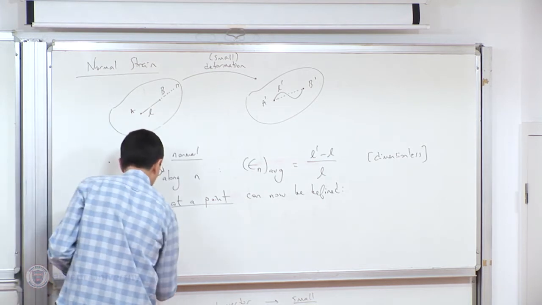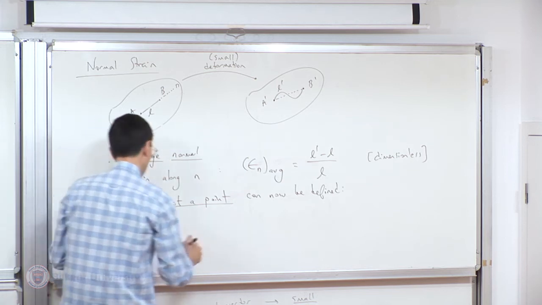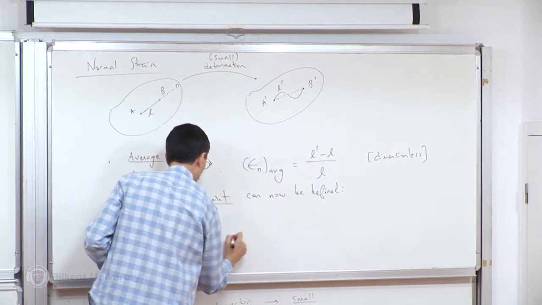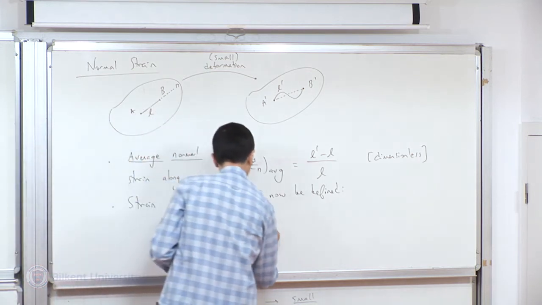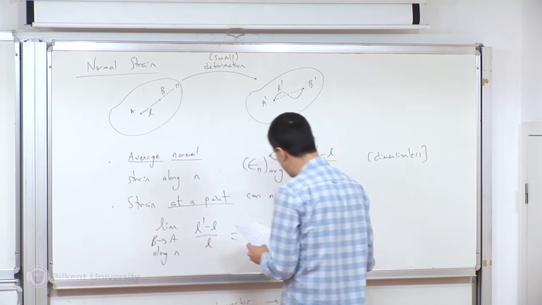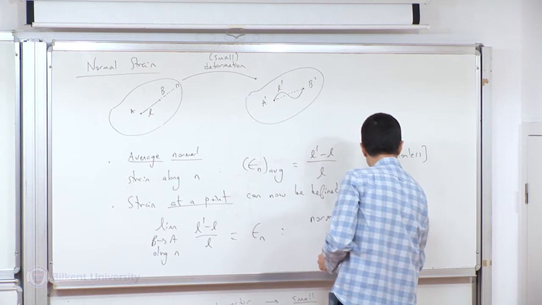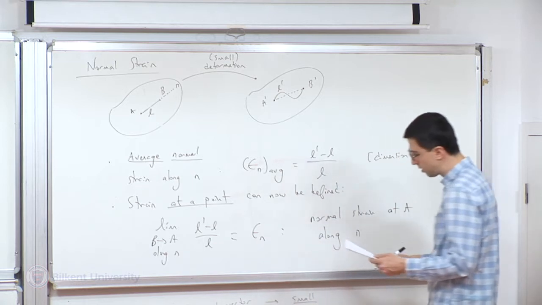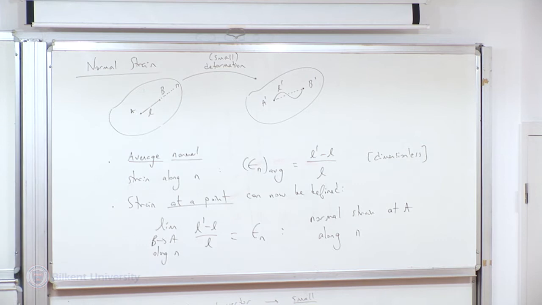So limit as B goes to A along N. And I take the same object, in other words, the average strain. And that gives me the pointwise strain at N. So epsilon N is now the normal strain at A along direction N. That is as much as we had done in ME 231.